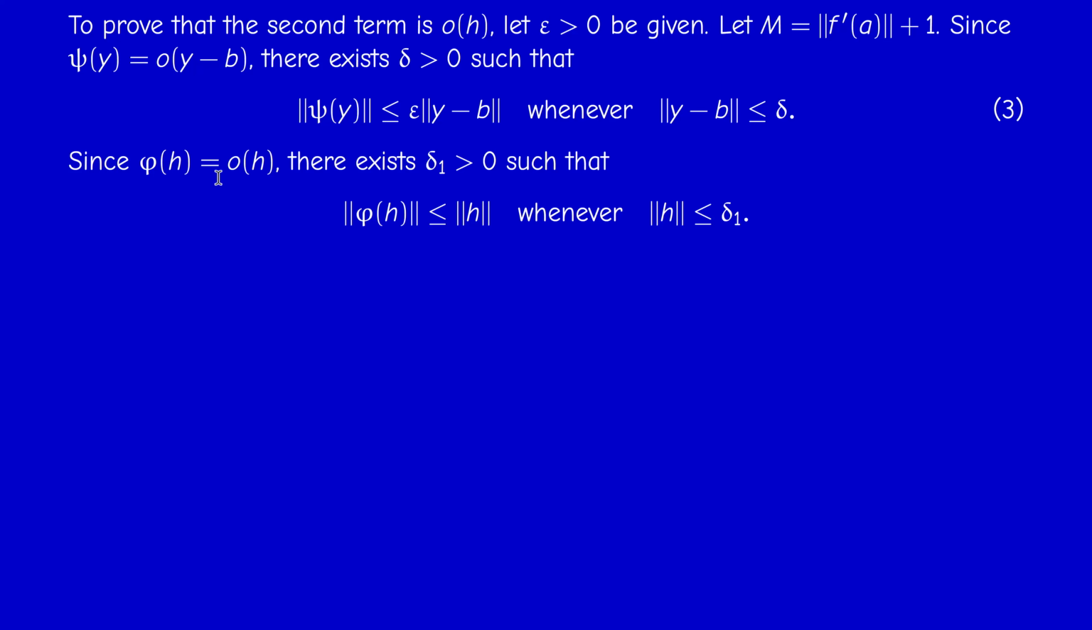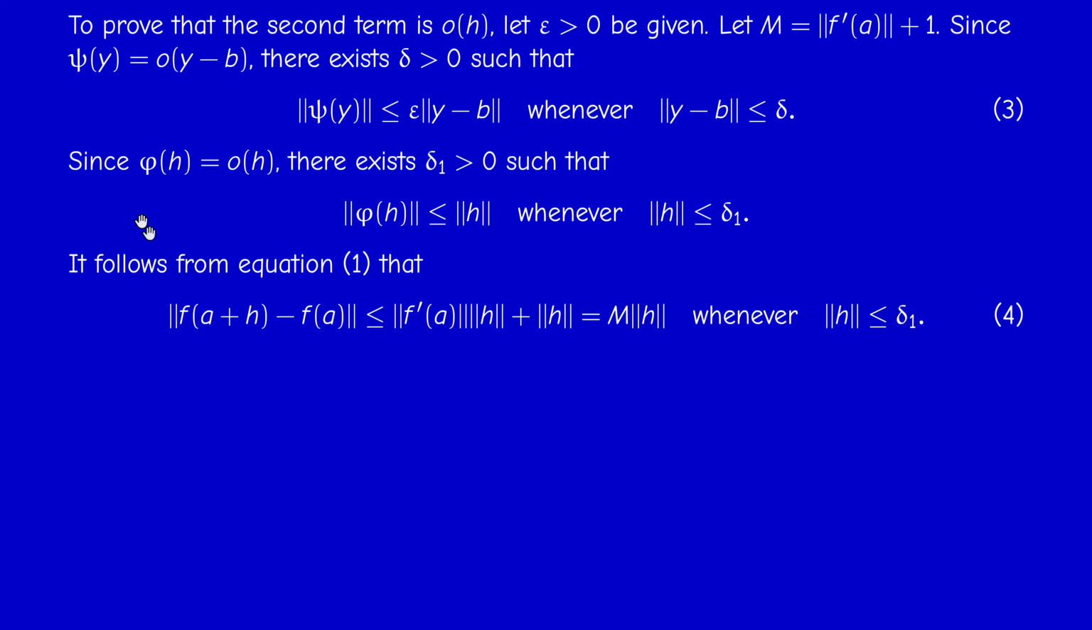So in particular, if I take epsilon equal 1, I can find a number delta 1 such that the norm of phi of h over the norm of h is less than 1, because it tends to 0. I don't need more than this, just a constant. So take epsilon equal 1 in the condition. So the norm of phi of h in particular will be less than the norm of h for norm of h less than some constant delta 1.